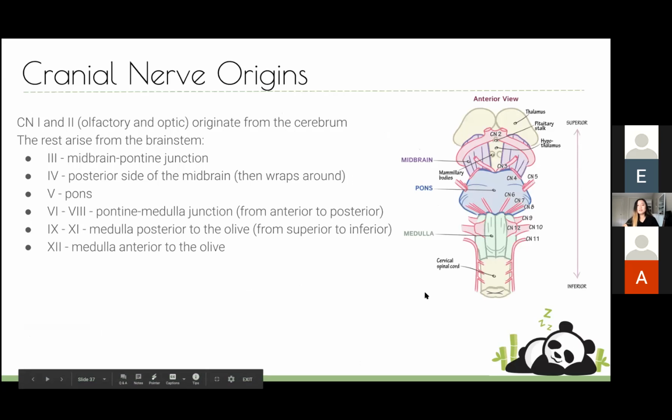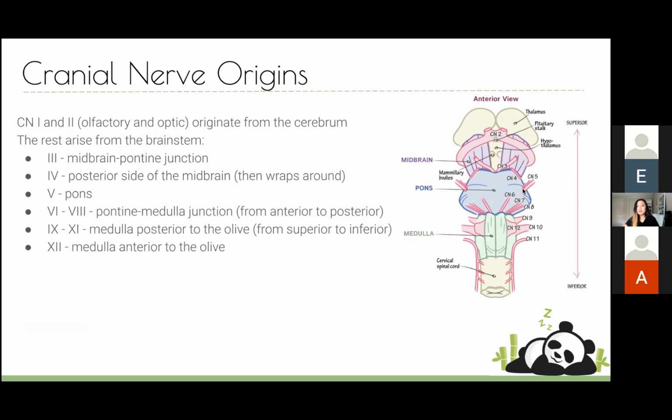Cool. These are the origins. CN1 and 2 come from your big brain, so your cerebrum. The rest come from your brainstem. CN3 from your midbrain pontine junction, that's your midbrain, that's your pons. CN4, your trochlea, coming from behind. And by the way, this is an anterior view, so you're looking at someone.